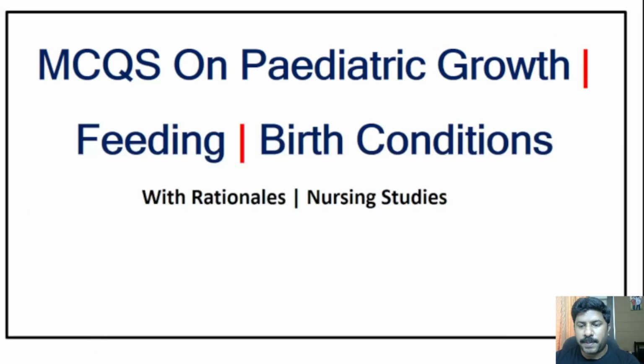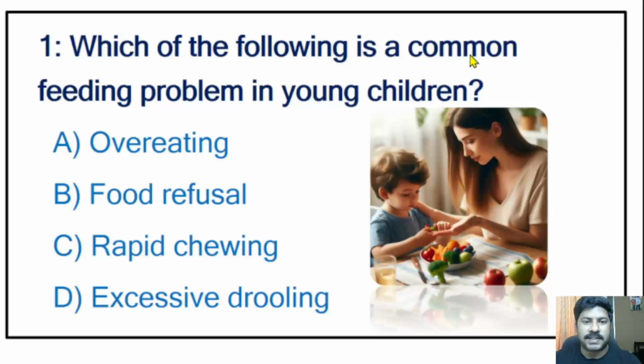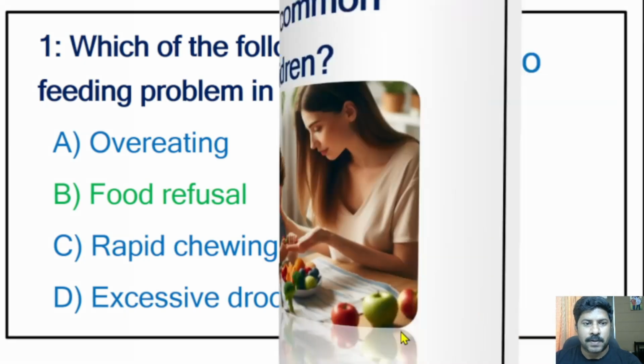MCQs on pediatric nursing. In that, growth, feeding, and birth related conditions we will discuss here. First question, which of the following is a common feeding problem in young children? Overeating, food refusal, rapid chewing, excessive drooling. So the correct answer here is food refusal, a common feeding problem in young children.